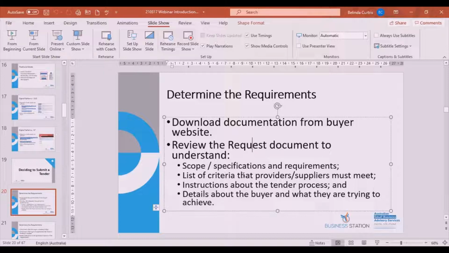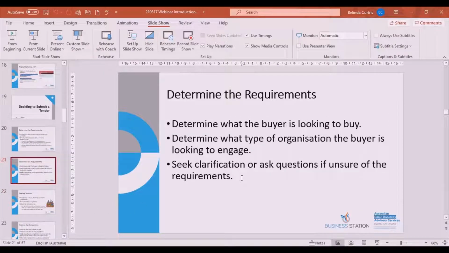Have a look at who the buyer is, the government agency or industry organisation. What are they trying to achieve through the tender process? You need to understand who the buyer is, the nature of the organisation, but also what they're looking to buy. The tender document will also give you an idea as to the type of organisation they're looking to engage. That would be clearly outlined in the document, and would also form part of any possible pre-qualification.